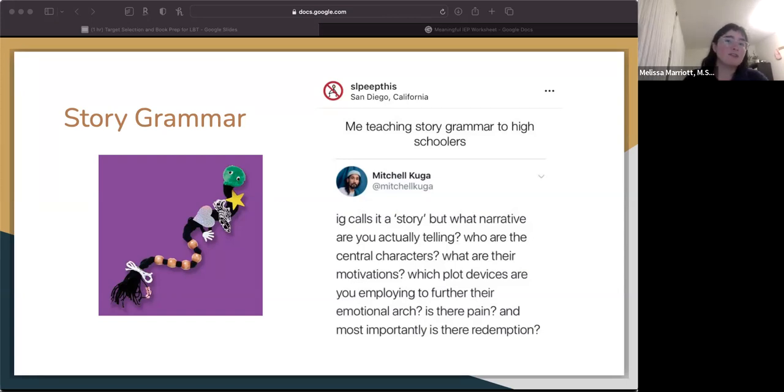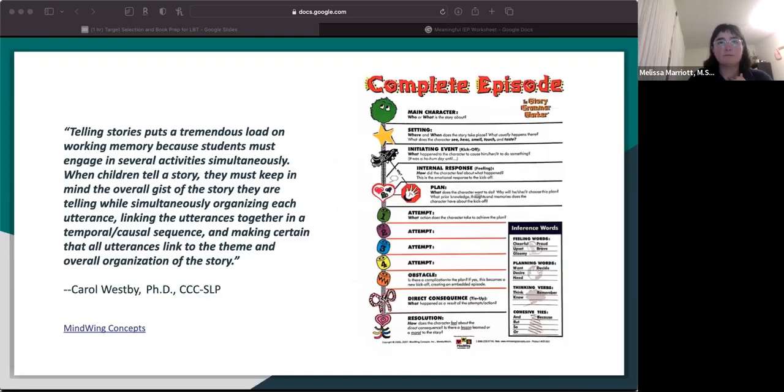The problem that I often have with beginning, middle, and end is that I say, okay, what happened in the beginning of the story? And then a student just tells me the whole story, right? What are the boundaries between the beginning and the middle, or the middle and the end? So I like Story Grammar Marker because the parts are very concrete, so we talk about the character, the setting, the initiating event or the problem, the internal response, the plan. It could be a sequence of events, depending on the story that you're reading, and then the consequence and resolution.